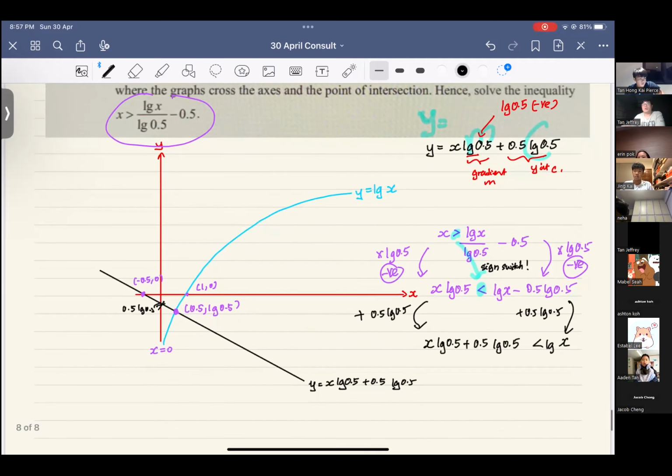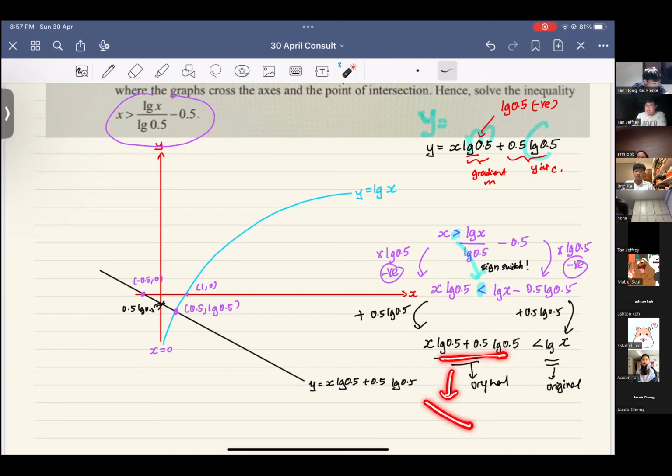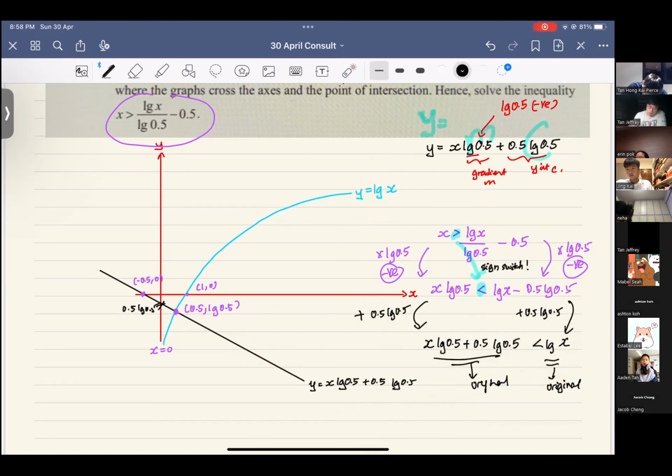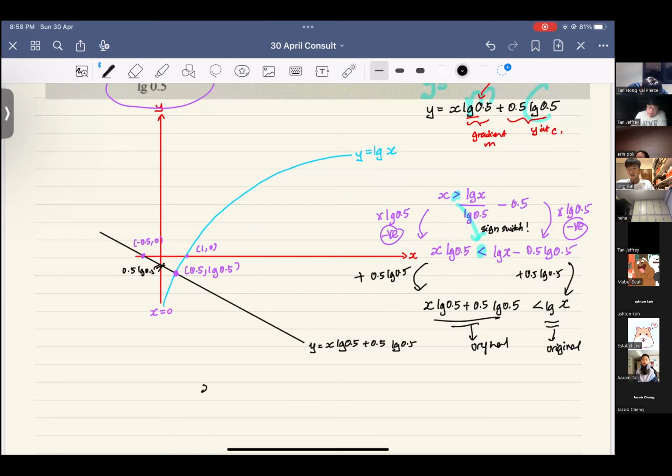So from here, what do you see? You see that these are the two original graphs, the original graph that you draw. Right now, you're just looking for areas where your linear line is under the curve. Where is your linear line under the curve? It's perfectly this part here. Over here, your line is underneath the log graph. So very simply, the answer is just x more than 0.5 from the graph.